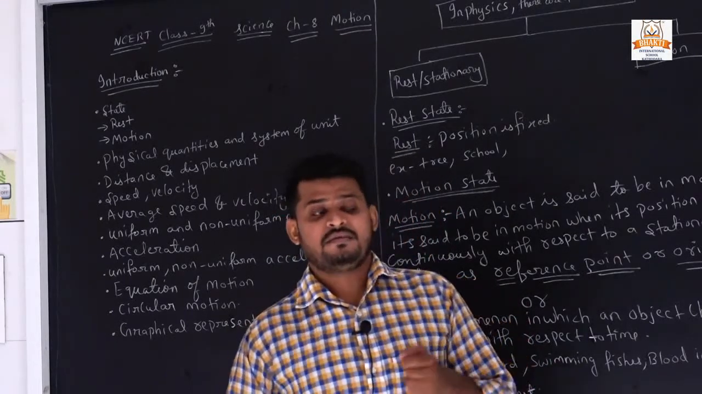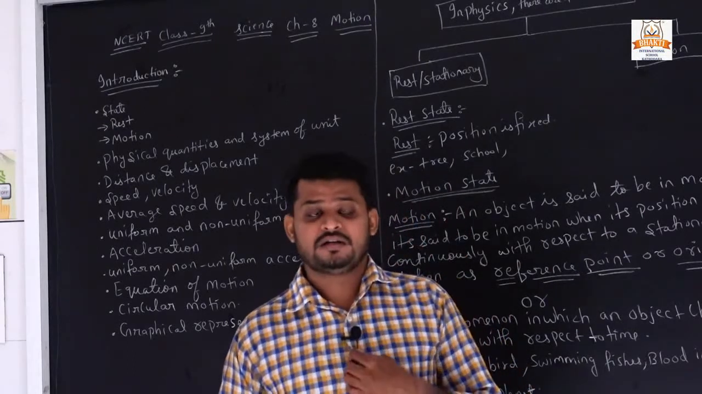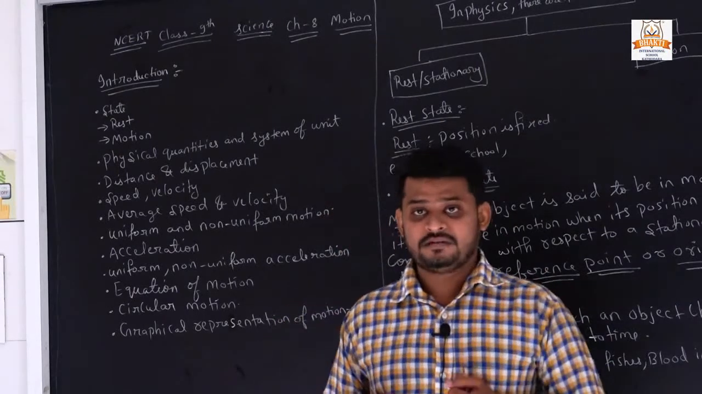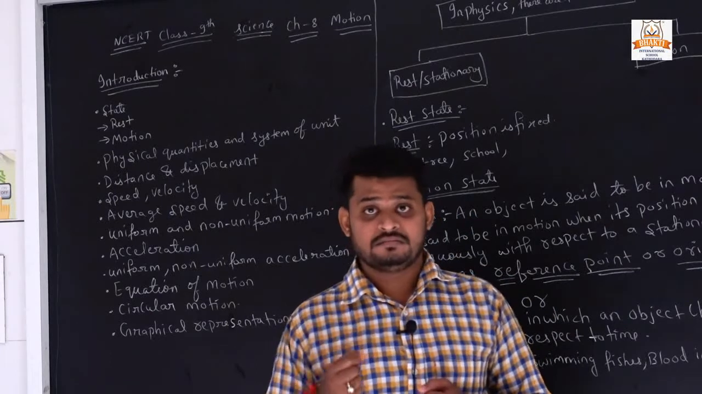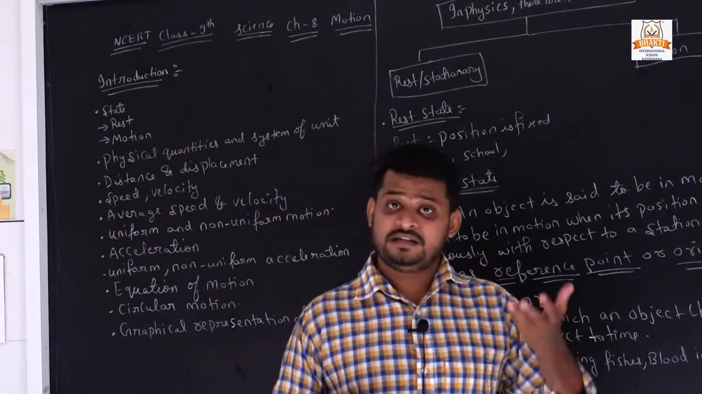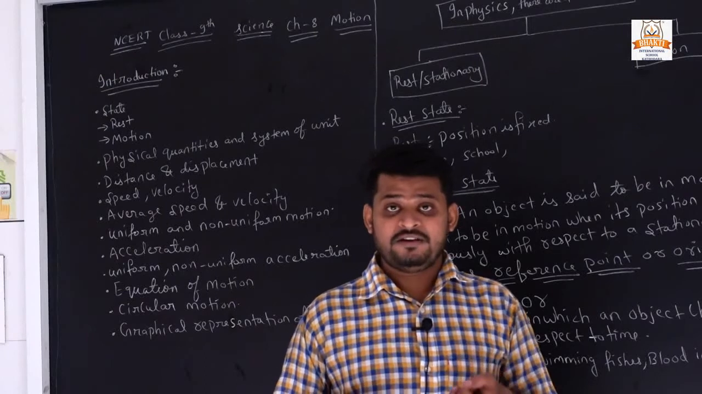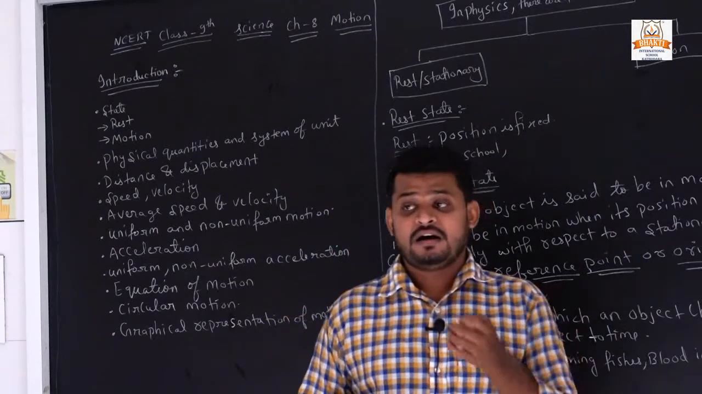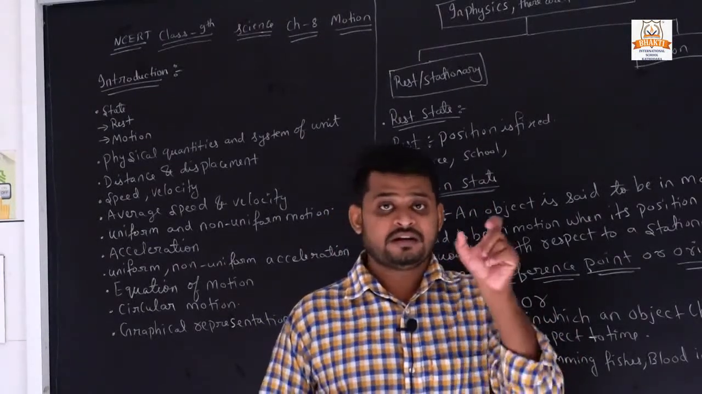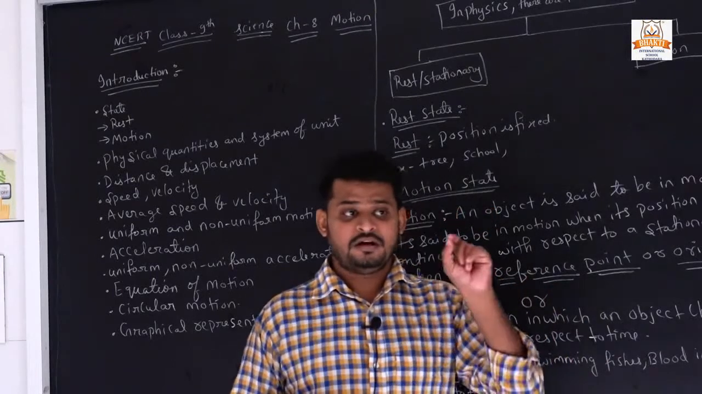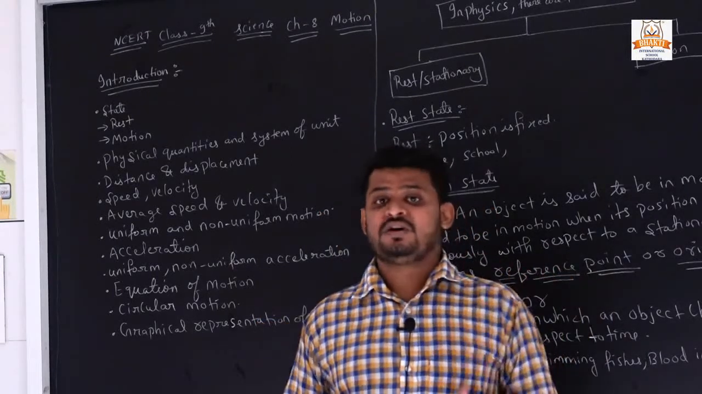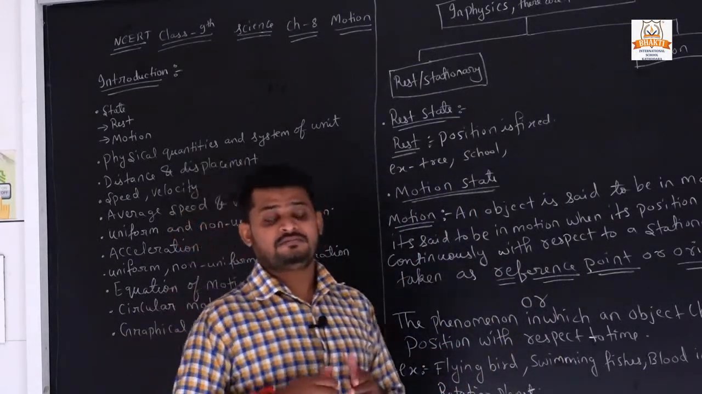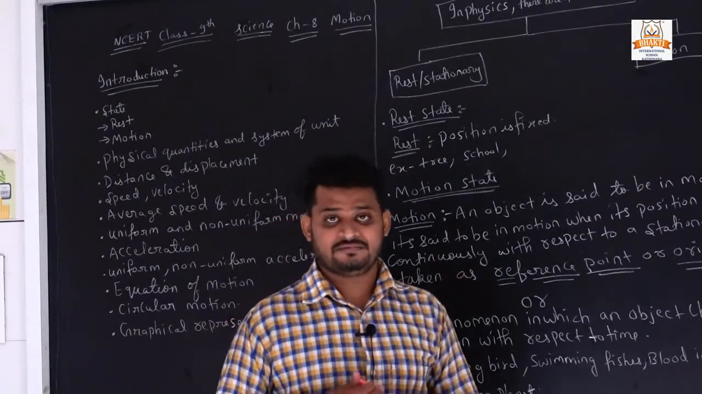Why? Because if I have a pen, and I say its length is 10, what 10? 10 meter, 10 centimeter, 10 kilometer? If we don't write the SI unit, then the numerical value we are giving to the length of the pen, 10, is not acceptable. So without unit, the magnitude doesn't have any value.